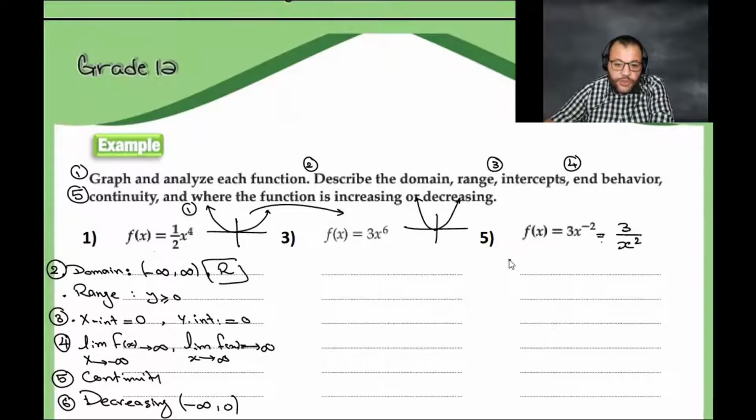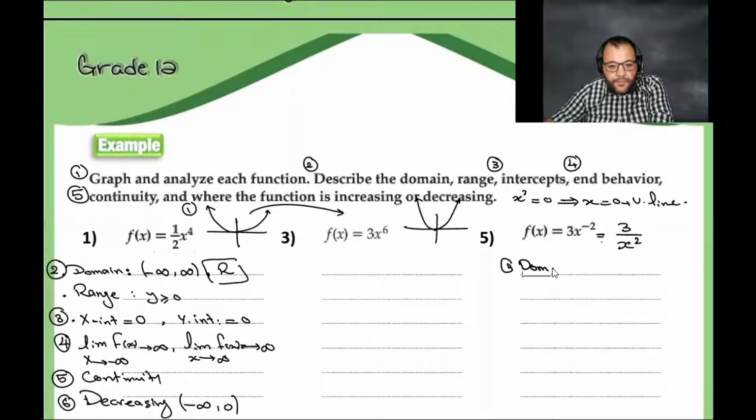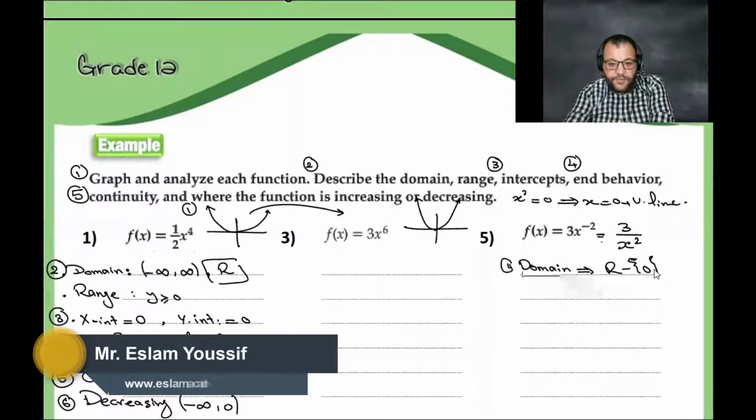So the first point, you need to find the domain. From the domain, you can say that x squared is not equal to 0. It means x is not equal to 0, and that will be the vertical line of asymptote. So the first thing that we need to find is the domain. What is the domain? From negative infinity to 0 and 0 to positive infinity, or we can say R except 0. Both of them are right, by the way. Your answer is right. Which one is easy for you? No problem.